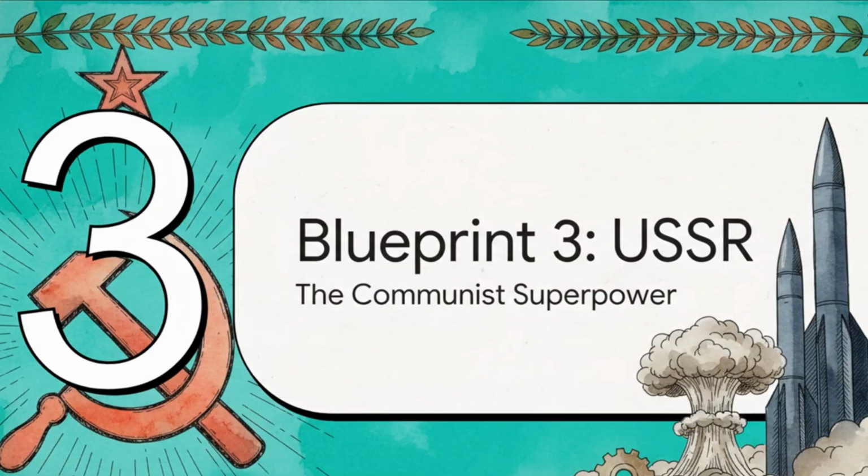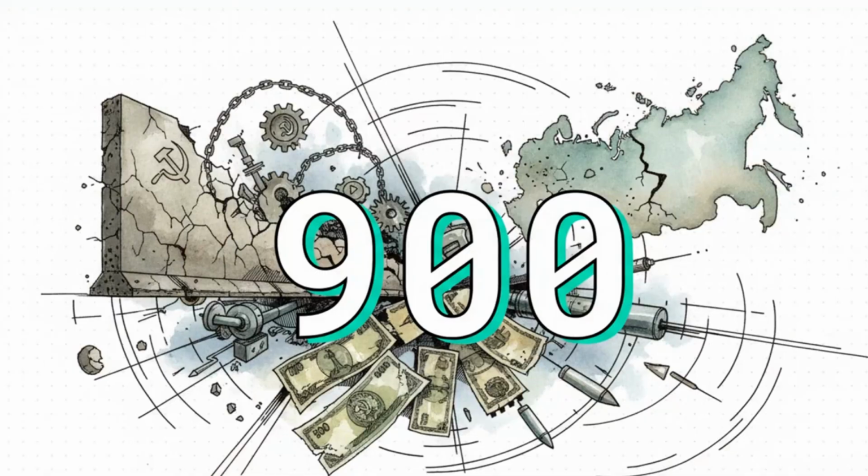And this brings us to our final historical blueprint, the Soviet Union. For the 45 years after World War II, the USSR was a massive nuclear superpower. They matched the United States military for military and were locked in this great ideological struggle. They truly believed that communism was the future of humanity. But the collapse happened so fast, it was shocking. It took just 900 days. 900 days from the fall of the Berlin Wall for the entire Soviet Union to just cease to exist.